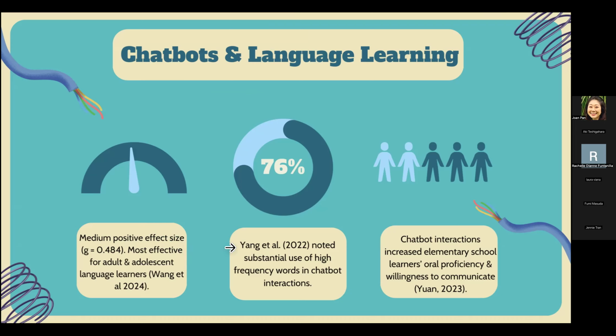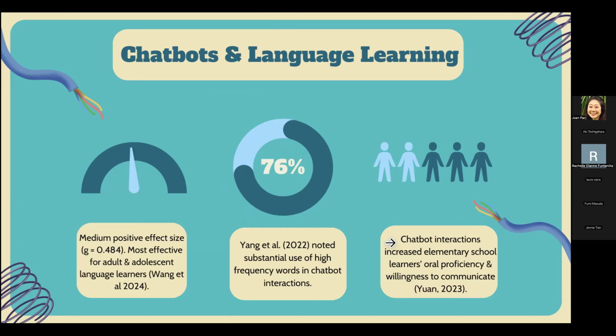Young, in their study, noted that there was a substantial use of high frequency words in chatbot interactions. So the students that used this chatbot, about 76% of the words in their interactions were the first 1,000 most frequent words in English. So it was very good in terms of building their use of high frequency vocabulary.